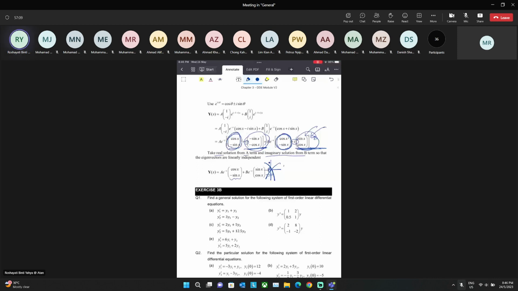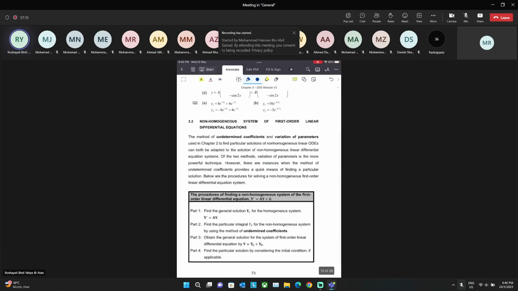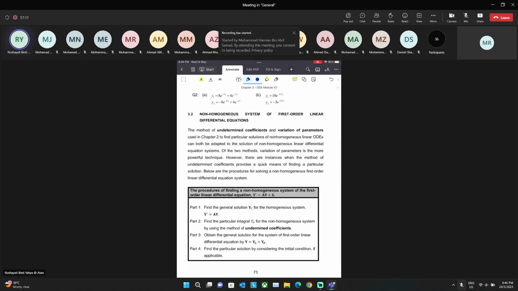So that today we continue with the non-homogeneous system of first order linear differential equation. Right? So the method of undetermined coefficient.